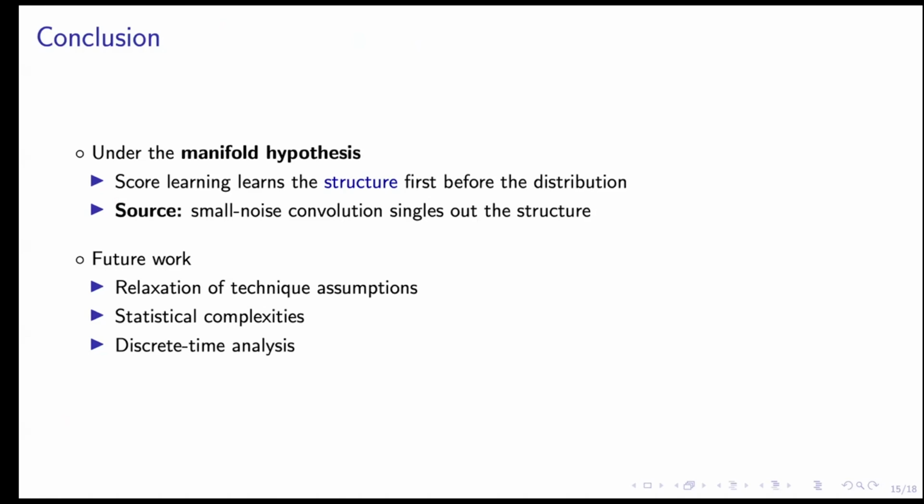What we do is an asymptotic analysis on the score function without these statistical complexities. Also, our analysis is fully in continuous time. And in practice, to do sampling, people will first discretize the dynamics, right? We think discrete time analysis would also be an interesting future work.